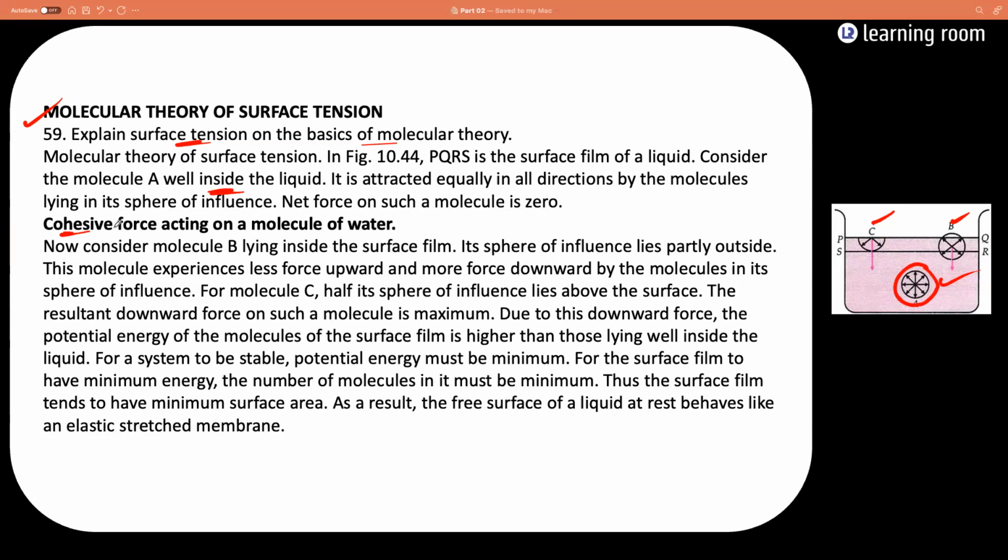Whereas if you consider a molecule which is lying slightly below the surface, there is something called the sphere of influence. I'll tell you what it is. Okay. Listen.